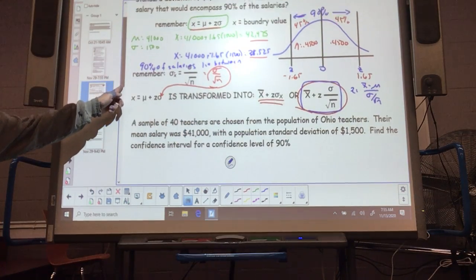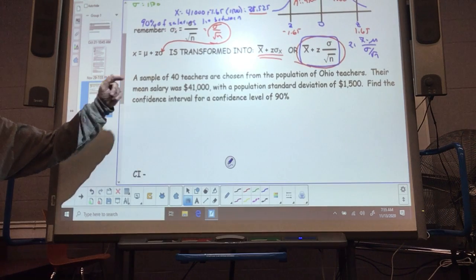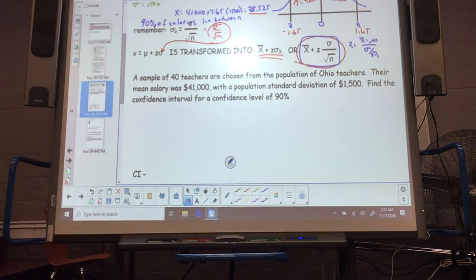Which now allows us to go into the next type of problem. If I have a sample of 40 teachers chosen from the population of all Ohio teachers, their mean salary was $41,000 with a population standard deviation of 1,500. It's the exact same thing. Find a confidence interval for a confidence level of 90%.